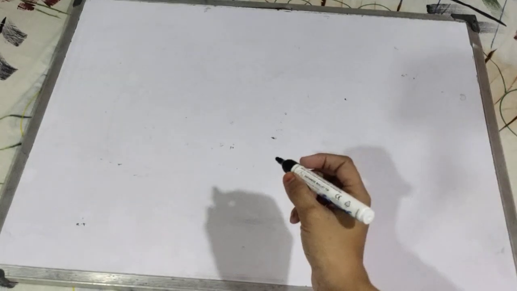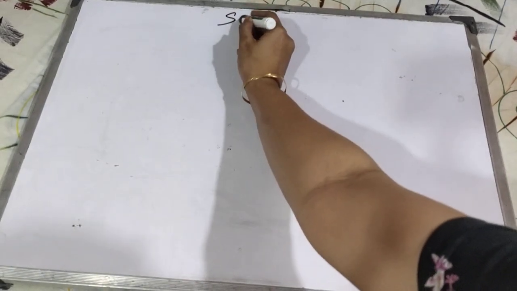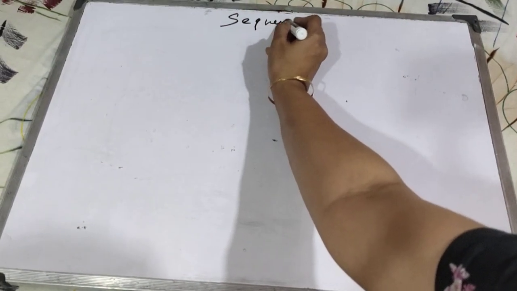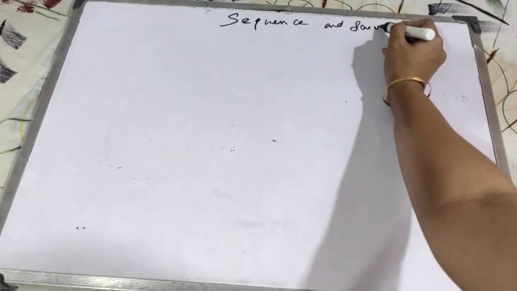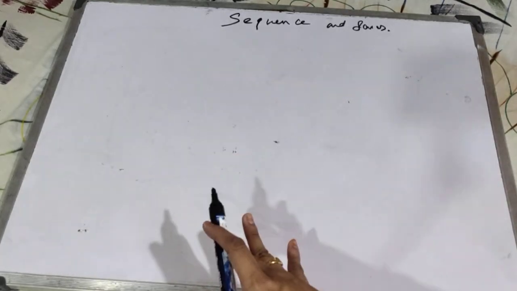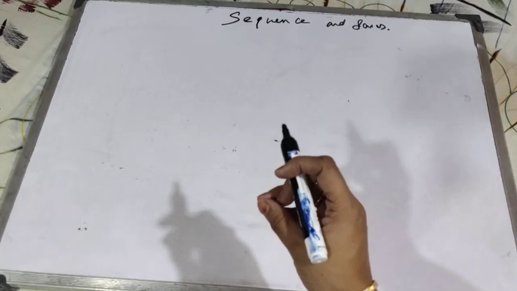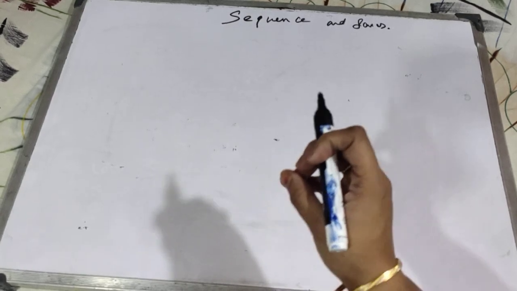Talking about sequence and series in this video. So, sequence and series. First you need to understand the difference between what is a sequence and what is a series. Sequences are numbers which are arranged in some pattern.